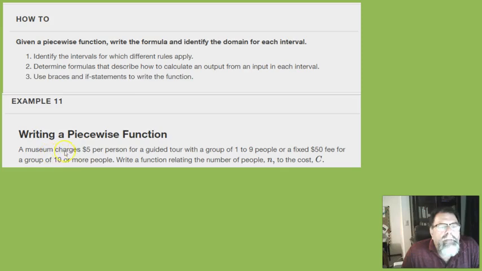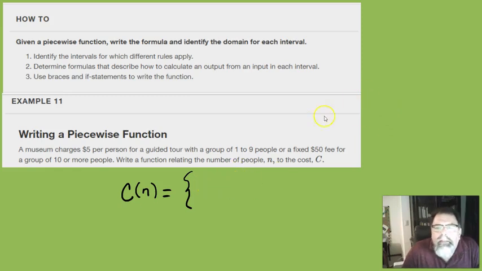A museum charges $5 per person for a guided tour with a group of 1 to 9 people, or a fixed $50 fee for a group of 10 or more people. Write a function relating the number of people n to the cost C. Okay, so we want to write the cost as a function of n, and we're going to have two cases.